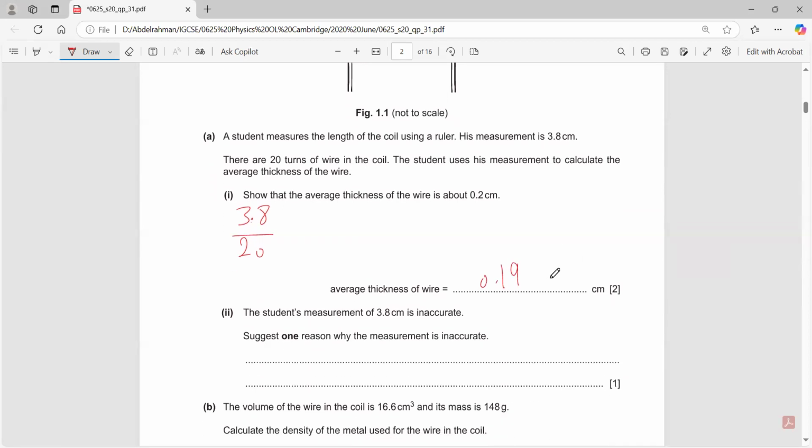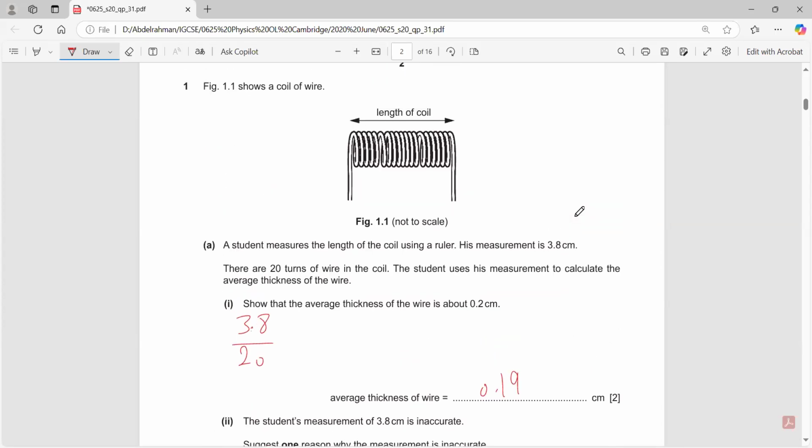The student's measurement of 3.8 centimeters is inaccurate. Suggest one reason why this measurement may not be accurate. Why his measurement of 3.8 centimeters might not be very accurate. Okay, someone is saying the parallax error, which is a really nice answer.